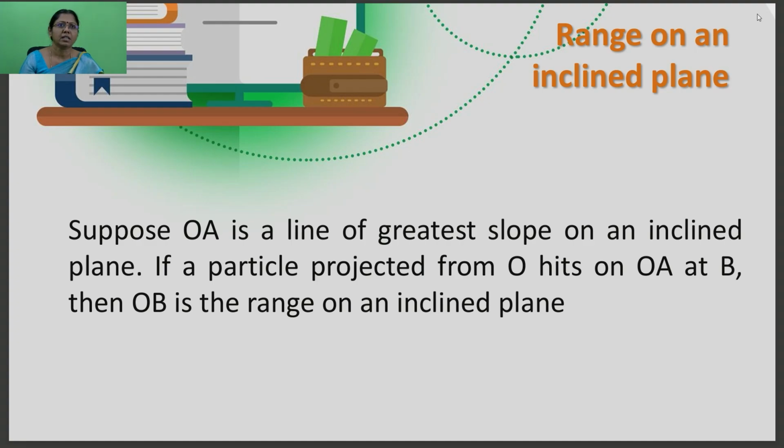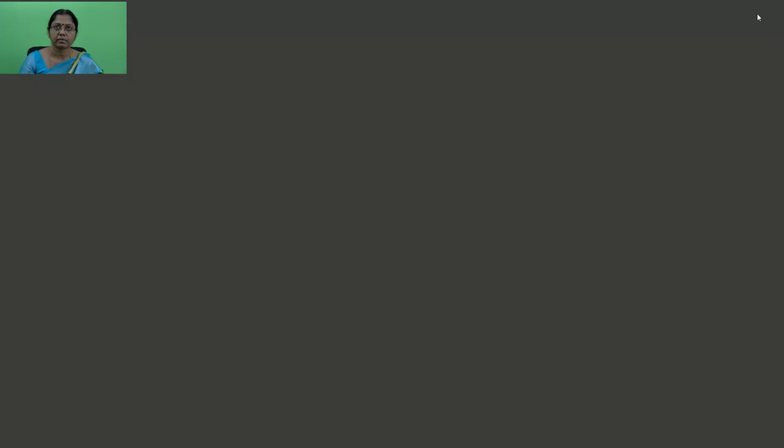For that, suppose OA is a line of greatest slope on an inclined plane. If a particle projected from O hits OA at B, then OB is the range on an inclined plane. All of that we can see using a diagram. Once the diagram is ready, you can see all of that in a very clear manner.